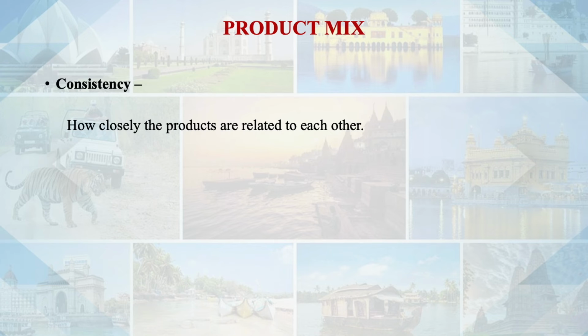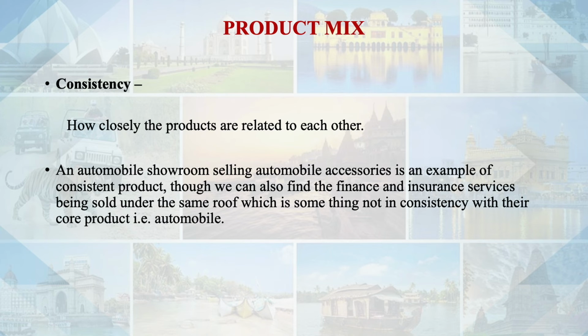Means there can be an organization which can offer products which are closely related to each other, and it also can offer the products that are not closely related to each other. For example, if you go to the Maruti showroom, you can find the car accessories there. So the auto accessories are closely related to their product. But you can also find the finance services or insurance services. So they are not very much closely related to their core product, because their core product is automobile, and they are also offering the finance and travel insurance services. But definitely they become the part of their product mix.